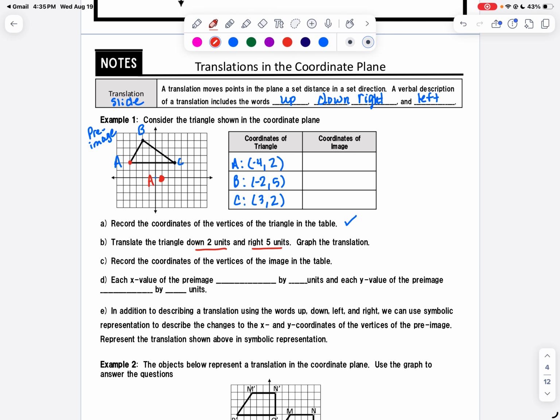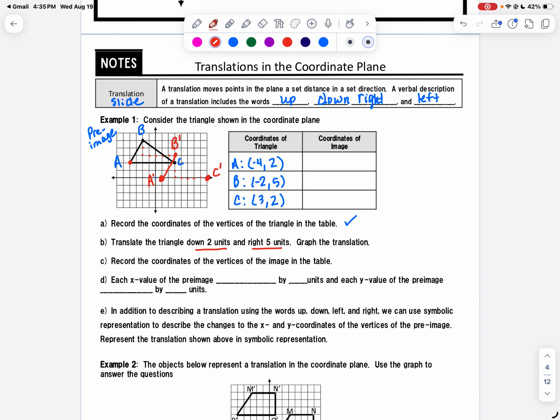And I'm going to call this point A prime because that's our new point for A. Okay, A prime. And then I'm going to do the same thing to point B. I'm going to translate point B down 2 and right 5. So 1, 2, 1, 2, 3, 4, 5. I'll call this B prime. And then do the same thing to C. Down 2, 1, 2, 3, 4, 5. I'll call this C prime.